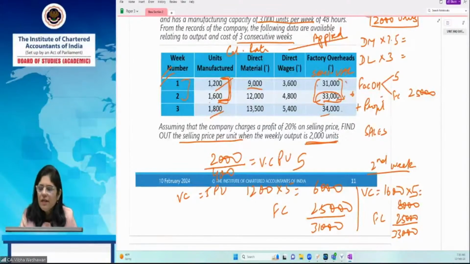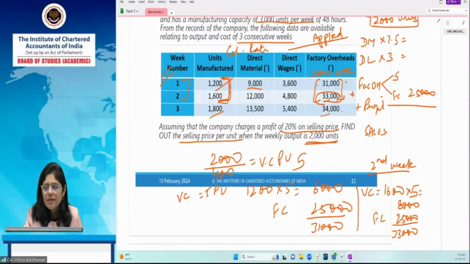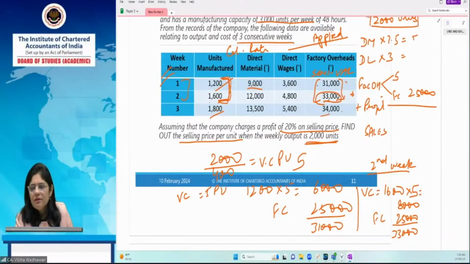So we have done the costing here. Direct material, direct labor, factory overheads, whatever is the total cost, you add profit to it. Profit is 20% on the selling price. So can I have the total cost, please? Direct material, 2000 into 7.5. Direct labor, 2000 into 3. Variable factory overhead, 2000 into 5. Fixed factory overhead is 25,000.